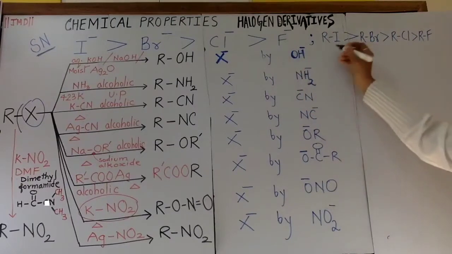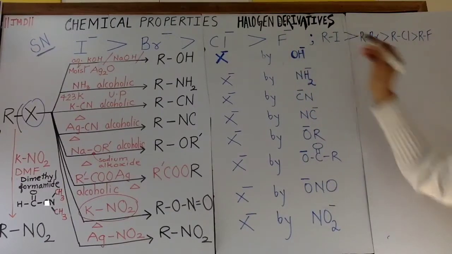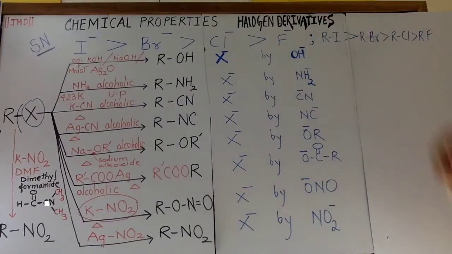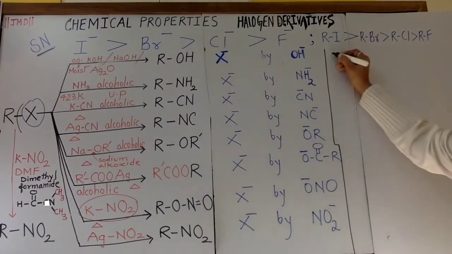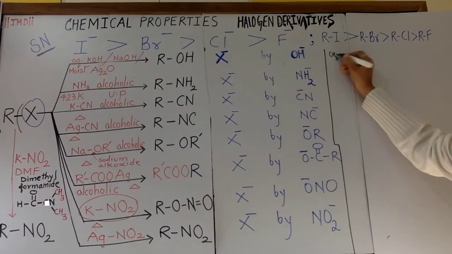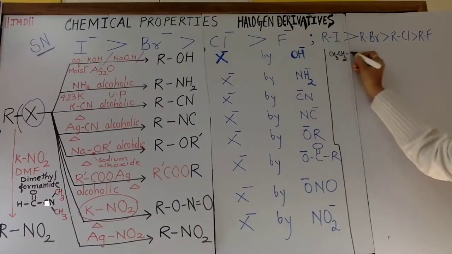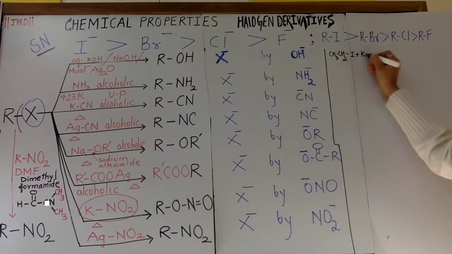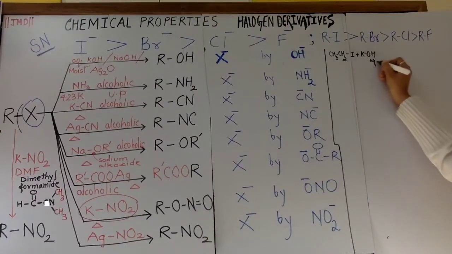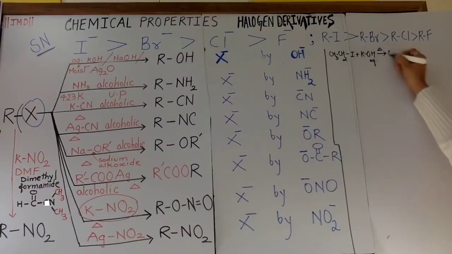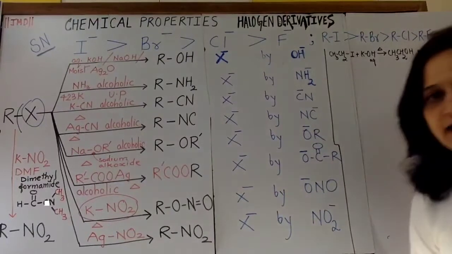Now the name of this reaction is hydrolysis. Say I want to carry out the reaction. So what I'll be doing? Just look at the board. Say I take ethyl iodide, reacts with KOH, aqueous, heat to give me ethyl alcohol and KI. Ethyl alcohol and KI. Correct?